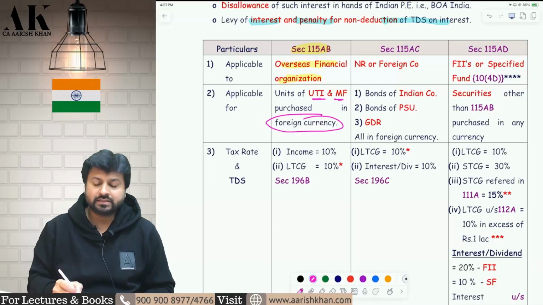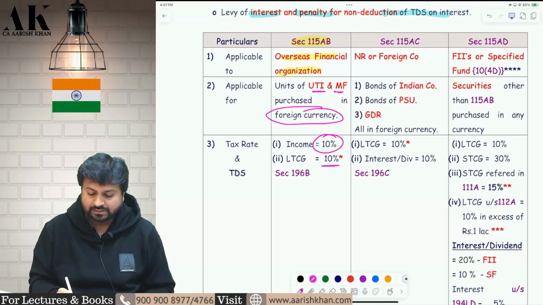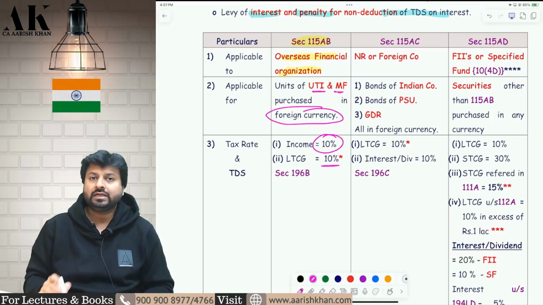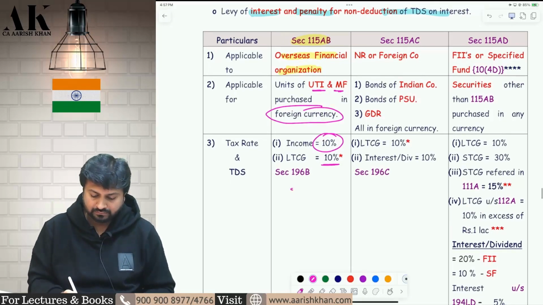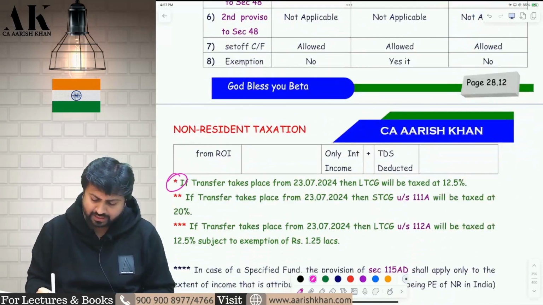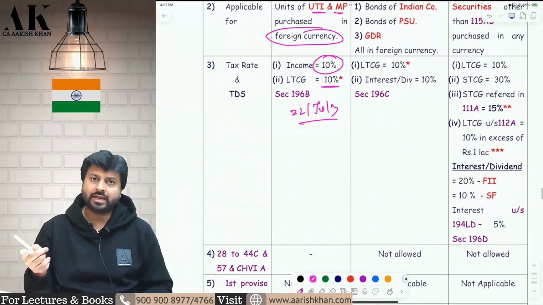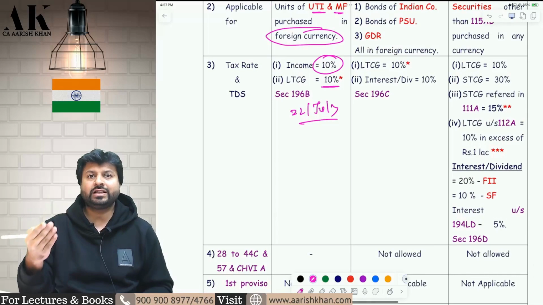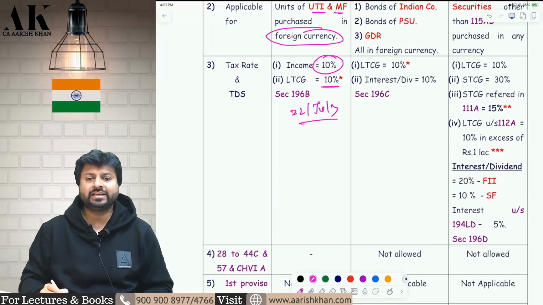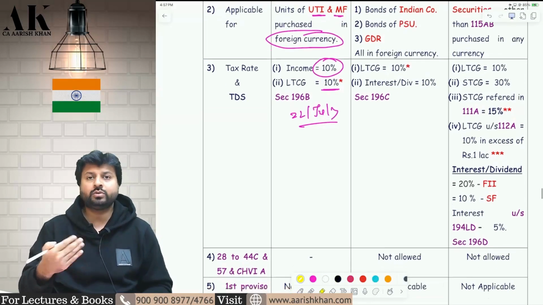Whatever income they earn out of it, that is, if they earn some dividend income, that will be taxable at 10%, and if they earn long-term capital gains, that will be taxable at 10%. Now this 10% is applicable till 22nd July. From 23rd July, this will become 12.5%. There is an amendment made here also. In capital gains also they have made an amendment now. From 23rd July, the long-term capital gain rate is changing to 12.5%.